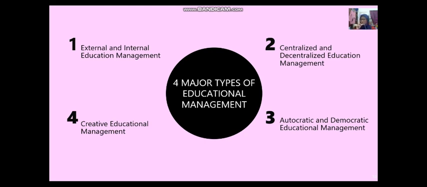Okay. The third one, autocratic and democratic educational management. Autocratic means that keputusan dibuat sendiri. Democratic educational management pula, active role in decision making. Means that making choices secara demokrasi lah, dengan persetujuan, dia tak buat sendiri. Okay. And last but not least, creative educational management is the uniqueness of the head of the educational institution. Keunikan sesuatu pengurusan pendidikan tu, apa yang unik tentangnya, apa yang berbeza.